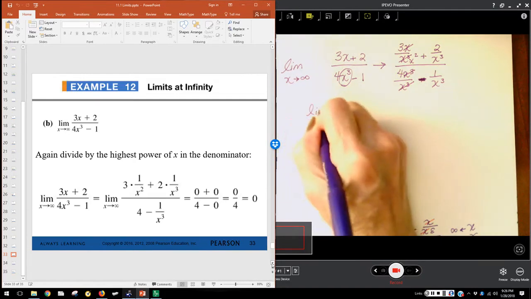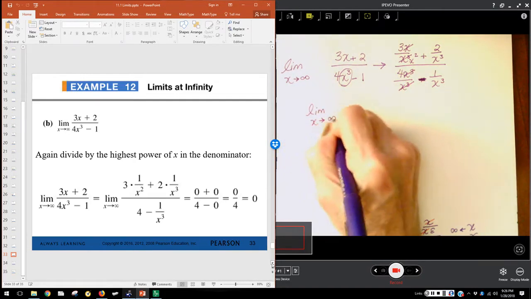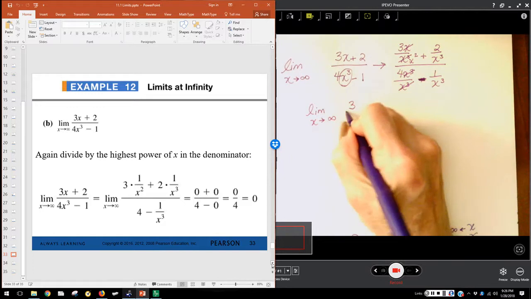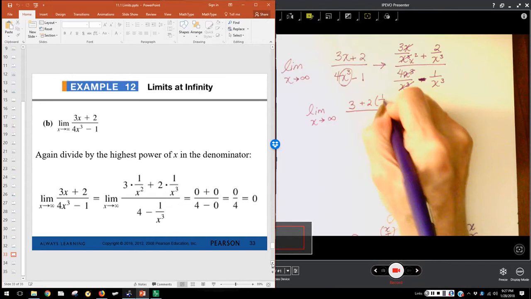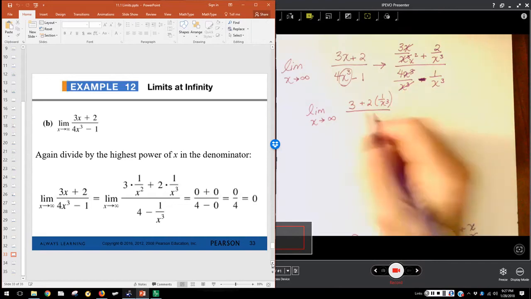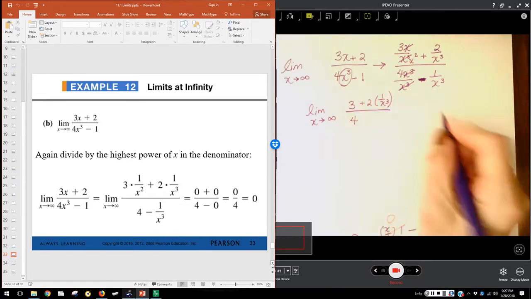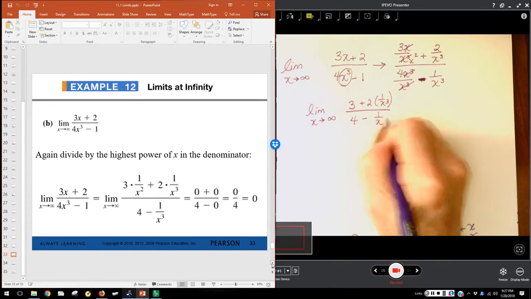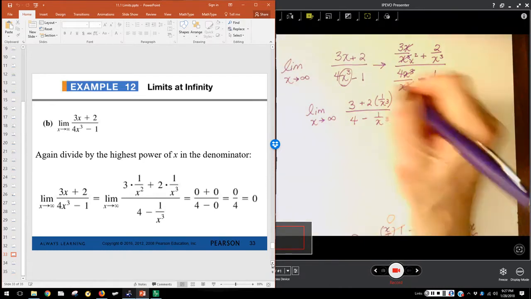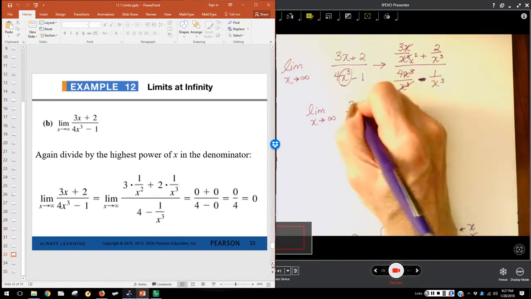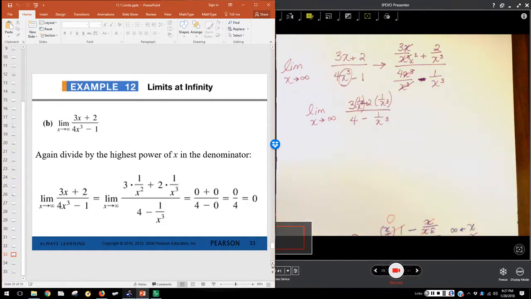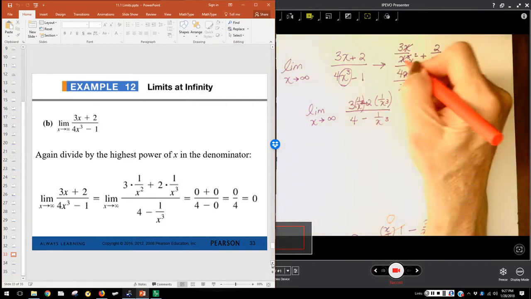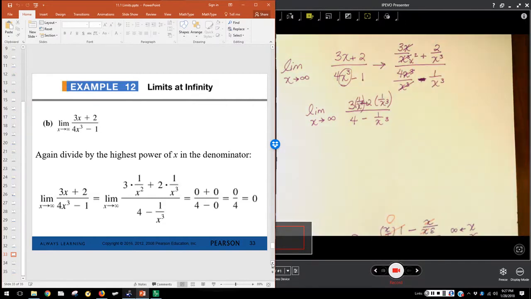So now we take the limit as x approaches infinity of 3 plus 2 times 1 over x cubed, over 4 minus 1 over x cubed. And remember the 3, we still actually had x squared in the bottom, so we're going to go 1 over x squared, because the x with 3 actually only wiped out one of those x's and left us with x squared.